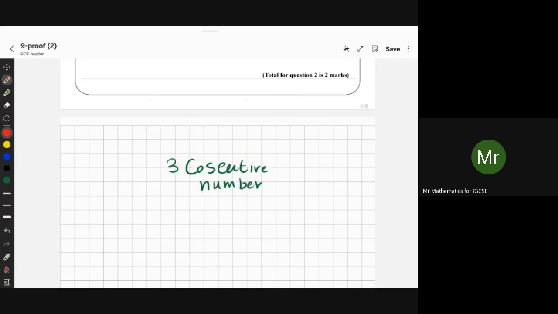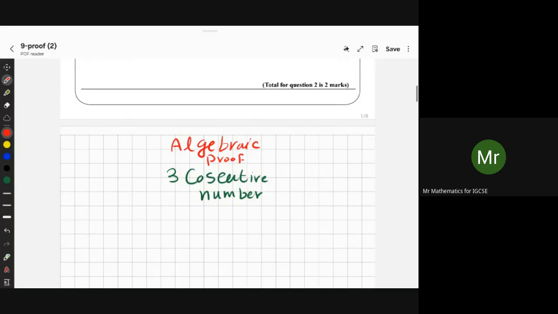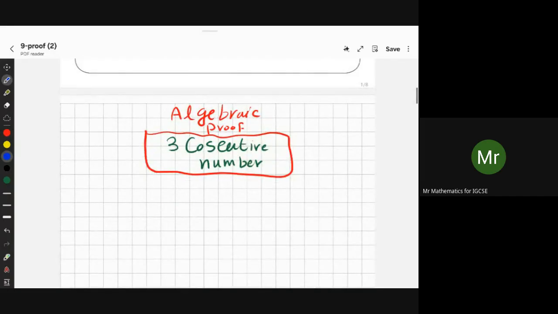In algebraic proof, you have to memorize the 3 consecutive numbers in many shapes, like integers. How can we write 3 consecutive integers? The first integer maybe is n, the next is n plus 1, the next is n plus 2. Here are 3 consecutive integers.